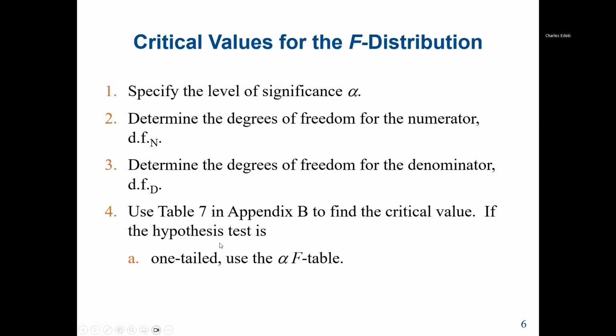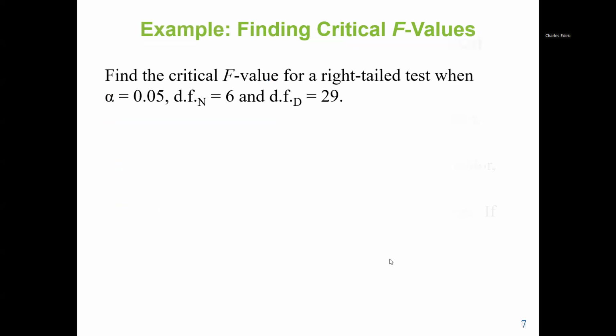If the hypothesis test is one tail, we use the alpha F table. If it's two tail, we use the half alpha F table. So if it's one tail, we use the alpha F table. If it's two tail, we use the half alpha table. Again, we're going to see an example.